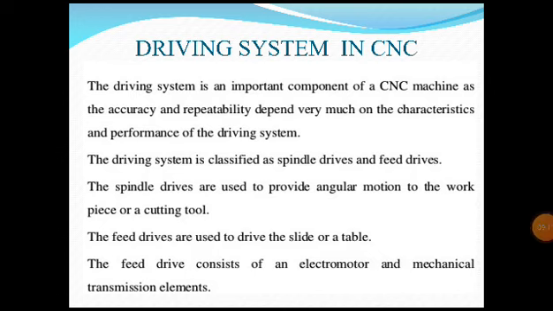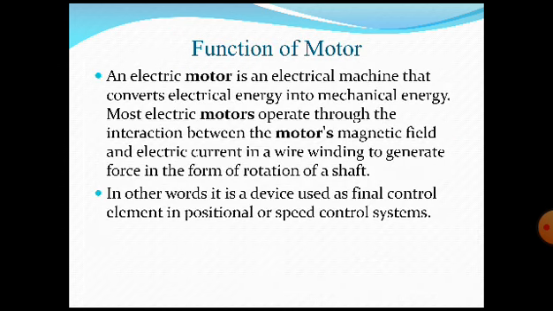Whenever we want to adopt or use the feed drive, it consists of an electromotor and a mechanical transmission element. Because the motor itself is not going to give any motion, it has to be further converted into linear motion, especially in the case of a movement of a table, because the table is made to move either in X direction or in Y direction. These X and Y directions are nothing but X and Y axis movement of the work table. That is also called a linear motion. You are going to understand this in length in the upcoming chapters when we discuss in detail CNC programming.